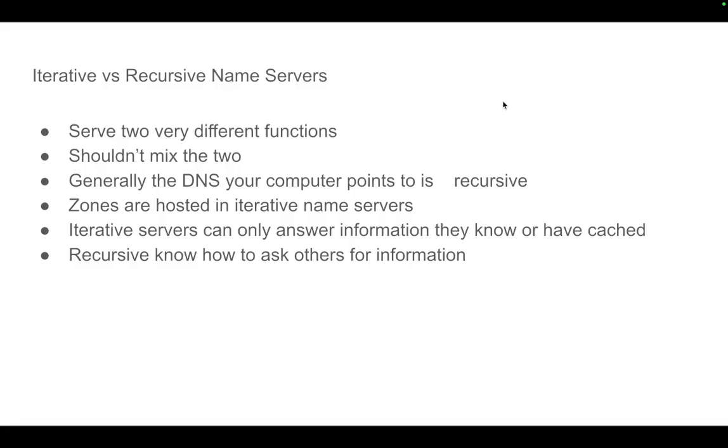Now there are two types of queries in DNS: iterative and recursive. All right. They serve two very different functions. We should not mix these two. Generally, DNS on your computer points to a recursive server. Zones are hosted in iterative name servers. Iterative servers can only answer information they know or have cached. Recursive queries know how to ask for other information.